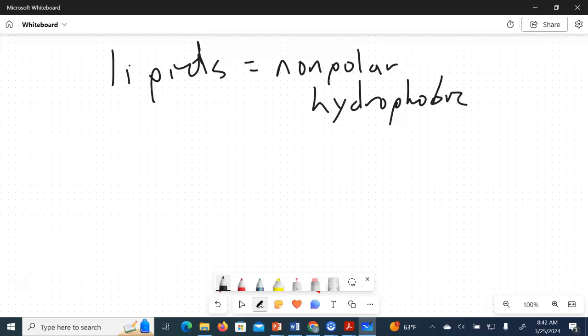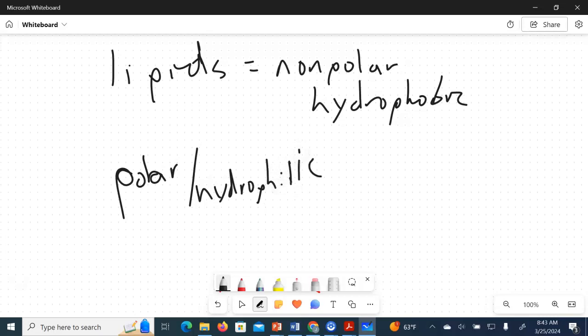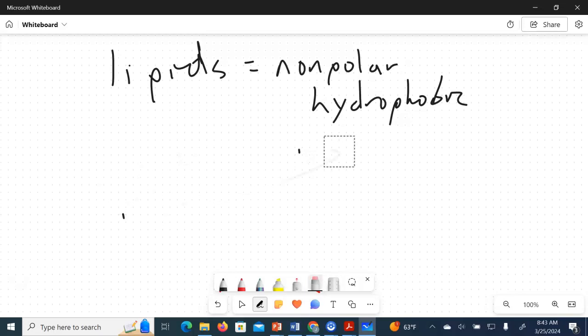All right, lipids: nonpolar, hydrophobic. Our other molecules like proteins and carbohydrates and nucleic acids are polar molecules, which makes them hydrophilic. So, this comes up in terms of how the cell works. Membrane transport is a big topic here. Things that you need to know with membrane transport.